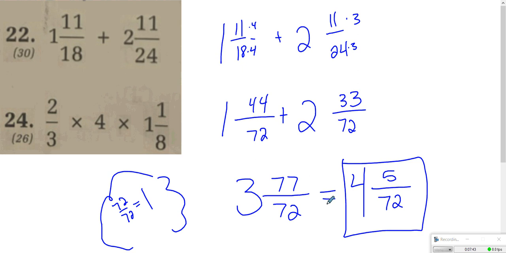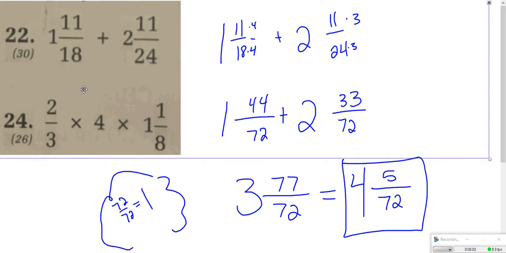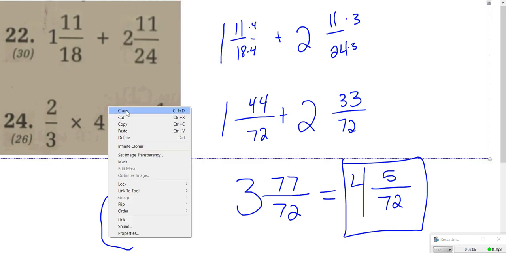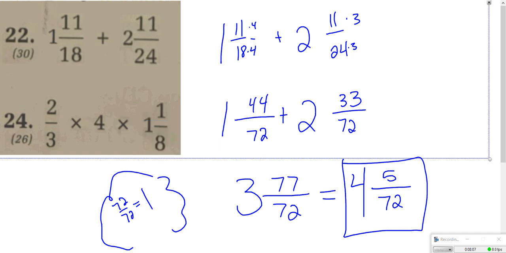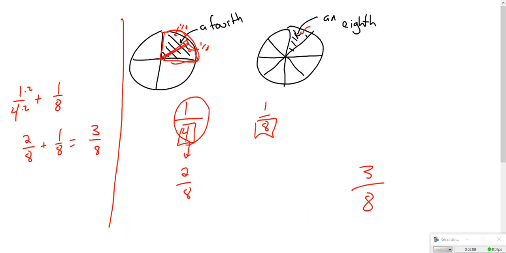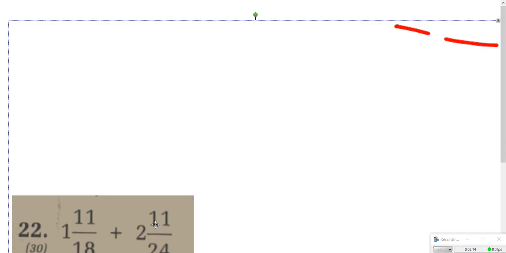There's more than one way to do this, so if this way doesn't work, let me know and I can help you. I don't know if you needed help with number 24 or not, but I'm going to go ahead and do that one as well. 24, let me paste it on here. Oh, didn't work. Let me go back. Copy. And paste. And move it up there.